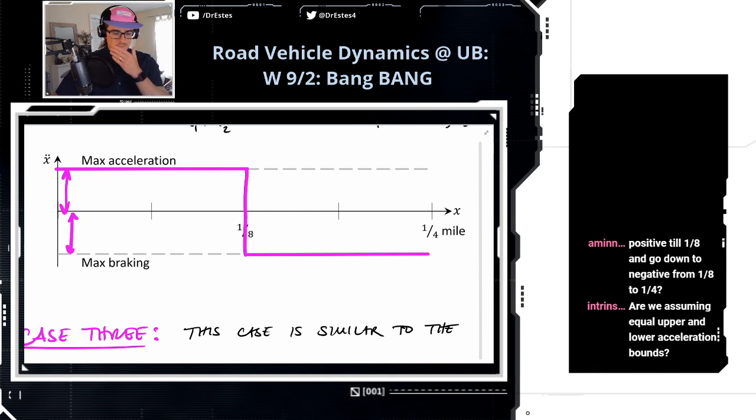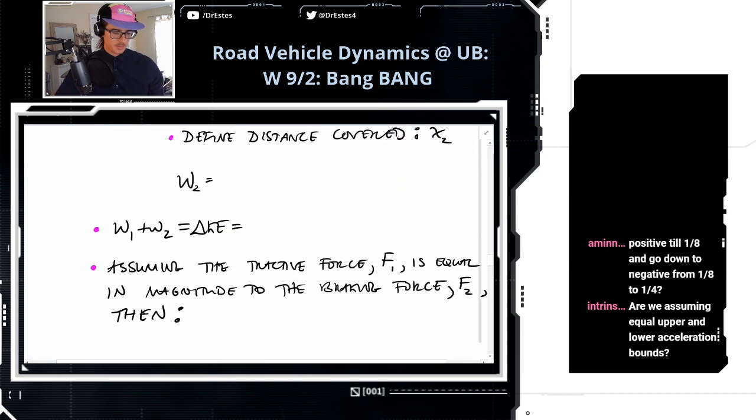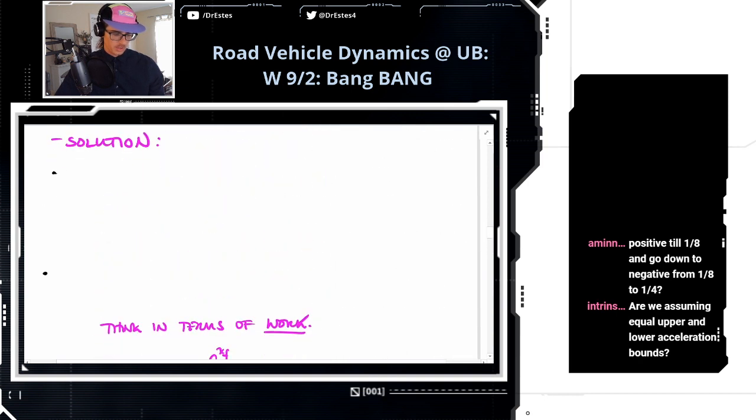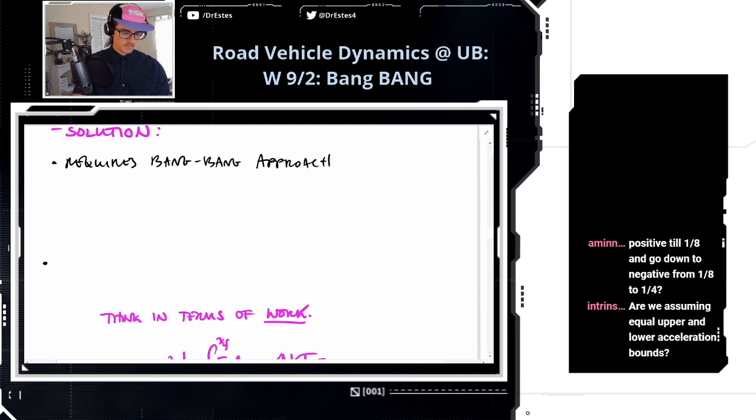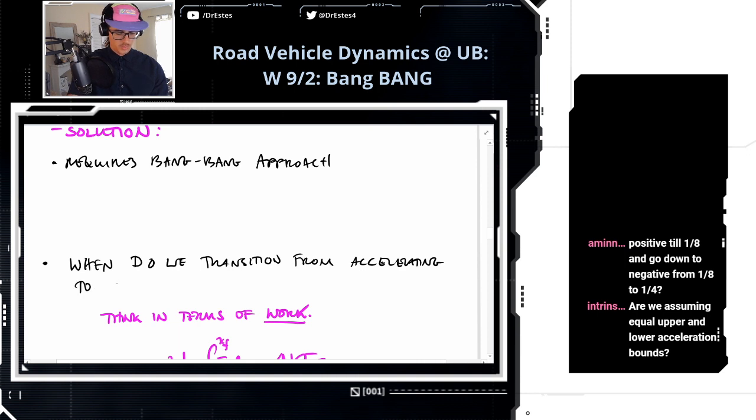Okay, so now I want to try to give an intuitive explanation for why this is. So max acceleration, then halfway transition to maximum braking. Okay, so solution, this requires a bang bang approach. So now you know what bang bang is. It's maximum on followed by maximum off. So let's answer the question, when do we transition from accelerating to braking?